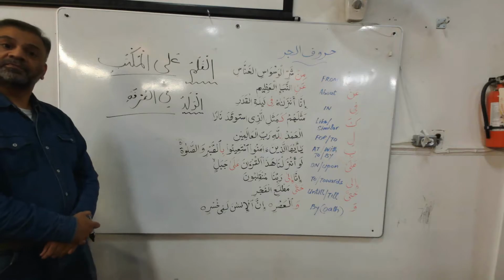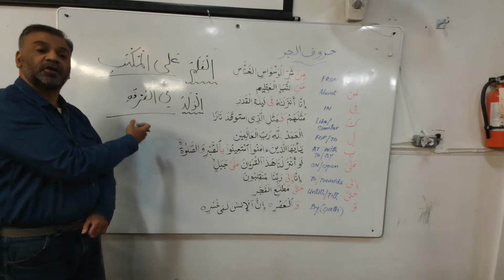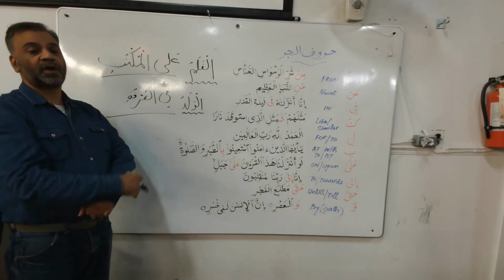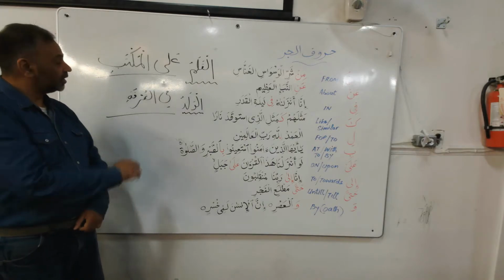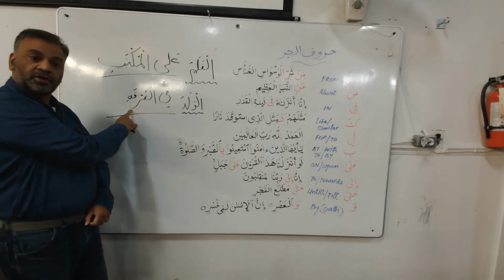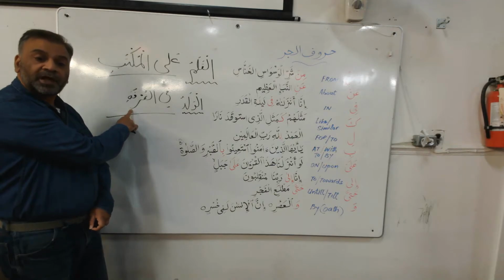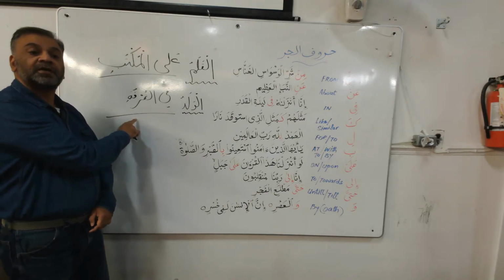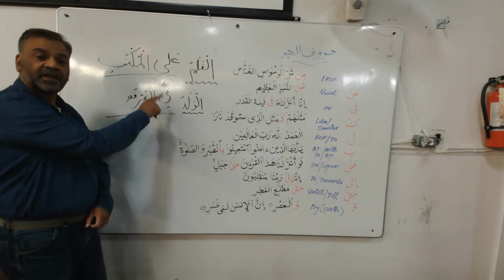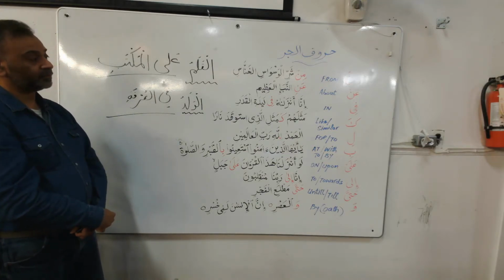Al-waladu, the boy is in the room. This is the second type of khabar we are learning today. Jarun wa majrurun shibu jumla khabar. Shibu jumla khabar. This is the second type of khabar, right?